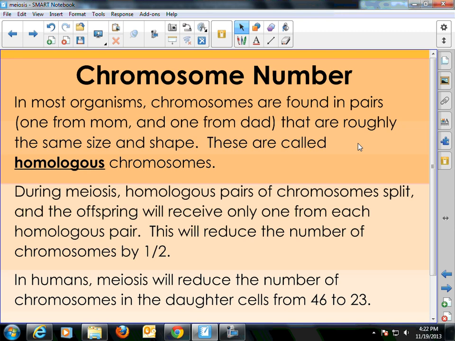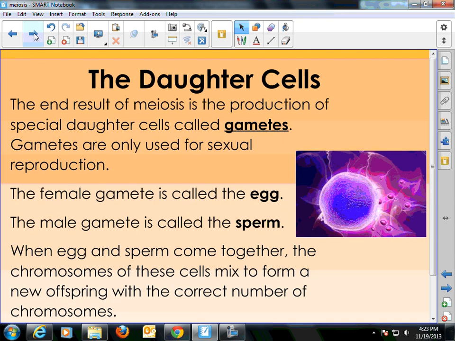There is one chromosome of each kind of size and shape that you get from each parent, and we call those chromosomes homologous. Homologous means roughly the same size and shape. They're not identical, they don't have the exact same genes on them, but they're pretty close. During meiosis, homologous pairs of chromosomes are going to split from each other, so that way the offspring will only get one set from each individual, and therefore we reduce that number of chromosomes by half in those reproductive cells. In humans, meiosis would reduce our chromosome number from 46 in the normal cells to 23 in our reproductive cells. And that's a very important part of meiosis.